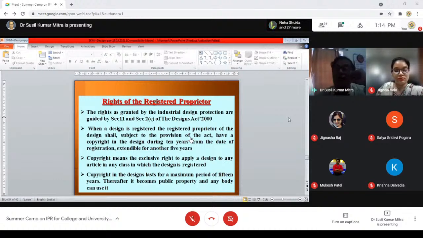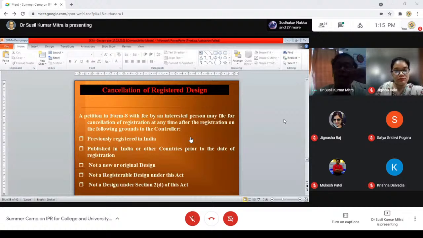So the rights of the registered proprietor: registration is given for 10 years with the exclusive right, and it can be renewed for a further 5 years, so in total 15 years you can have the registration for the design from the date of filing of the application. And also the copyright of the design becomes public property. When? After 15 years, when the 15-year period is complete, then the design goes into the public domain like a patent, and any member of the public can use the design without falling into any infringement.